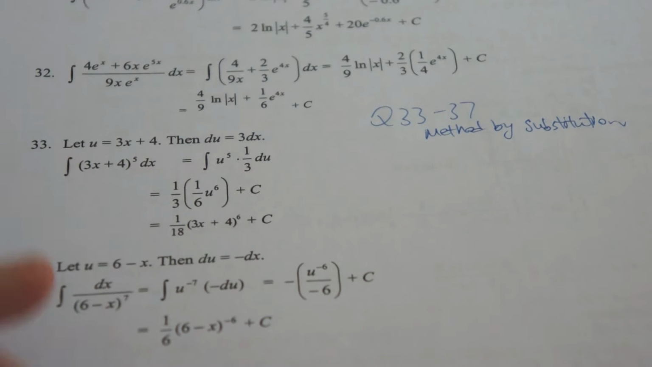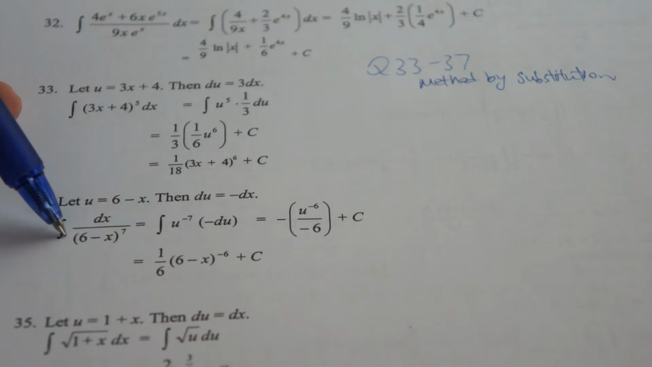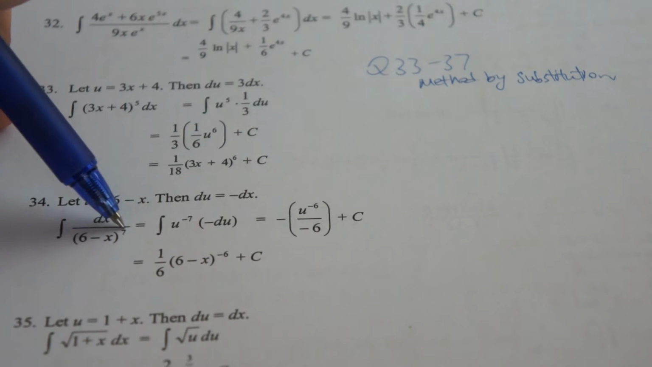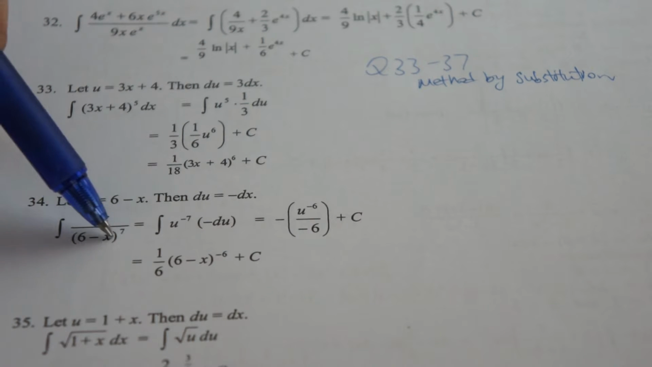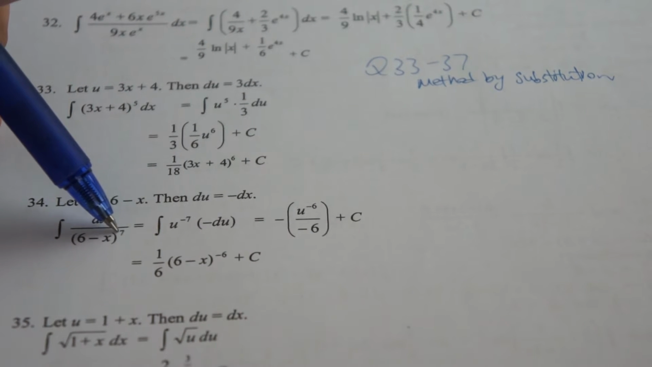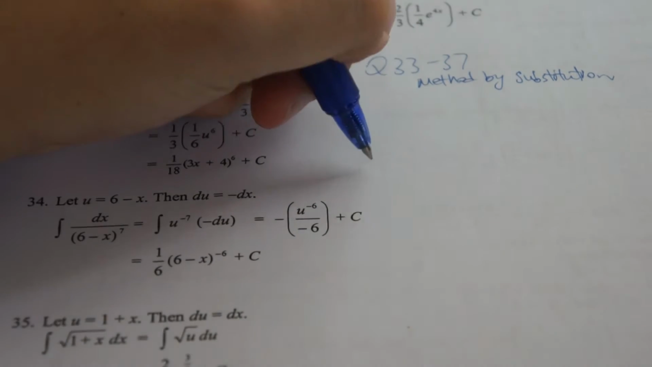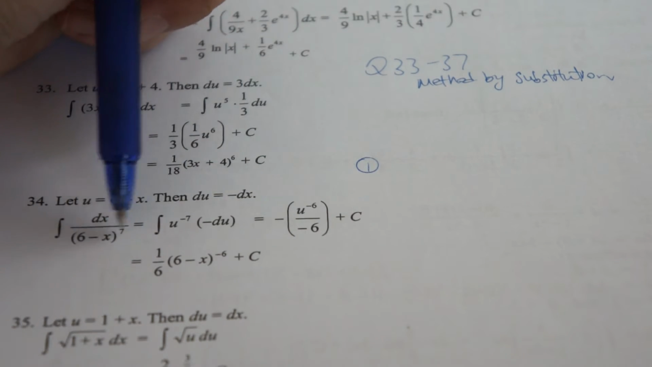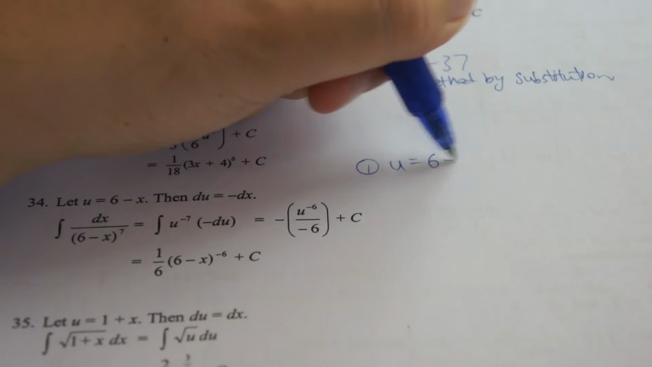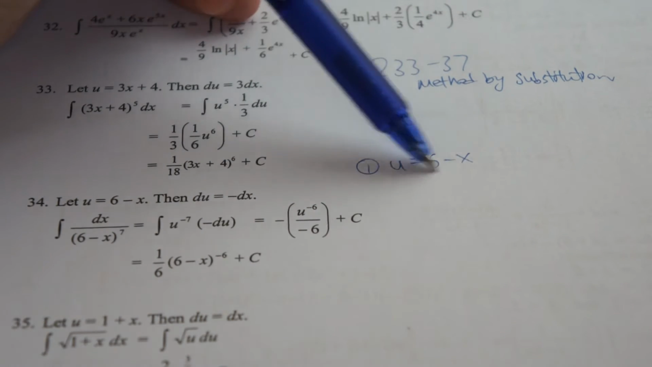Okay, the method by substitution. Question 33 I have demonstrated for you, and for question 34, let's take a look. The question is to integrate 6 minus x to the power 7. Because we have a bracket to the power 7, if you are going to do integration, what you need to do is the 5 steps. First, you need to make the bracket become u, so just 6 minus x becomes u. This is the first step.